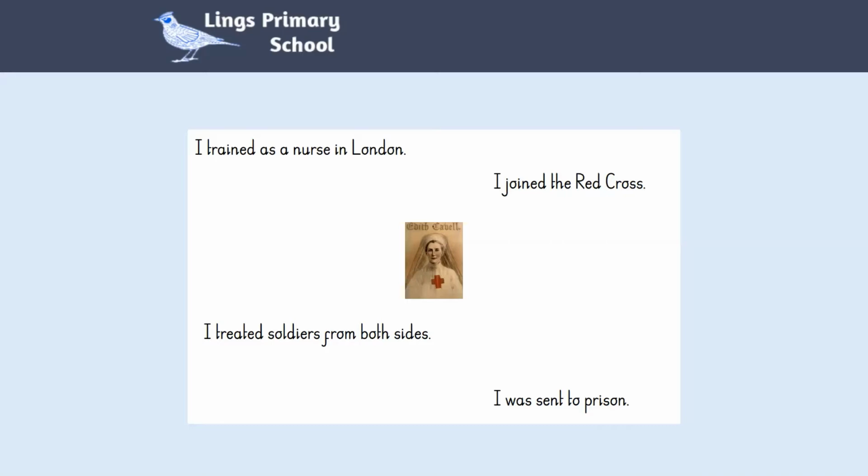Okay, so you can see around Miss Simons' picture I've written, I trained as a nurse in London. I joined the Red Cross. I treated soldiers from both sides and I was sent to prison. So now it's your turn. What have you learnt about Edith Cavell today? We want you to show us on your piece of paper. Now, Miss Simons knows this is a lot of information. So if you would like, you can watch the video again. And while Miss Simons and Edith are having their conversation, you could pause the video and write down some of your facts as you go. Okay? Thumbs up if we know what we're doing.